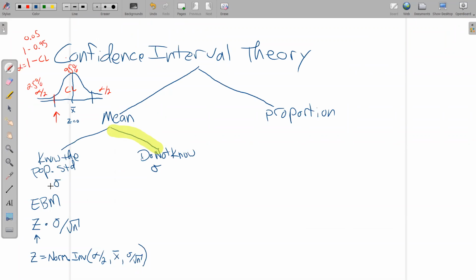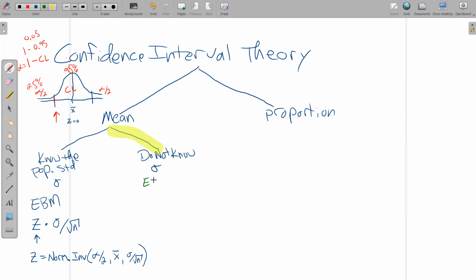And then we should have been given sigma, the population standard deviation, and we should have been given a sample size. And based on that, I can calculate the margin of error. All right, so if I don't know sigma, let's do that one in green. This one happens more often.